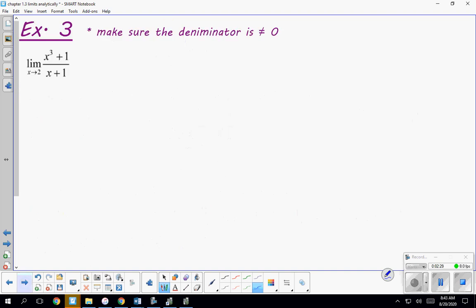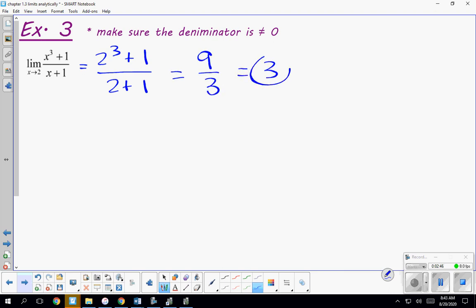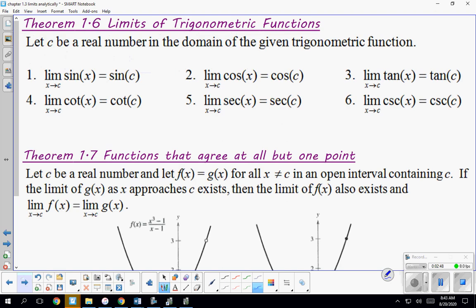So example 3, again, when you see a limit, try direct substitution. Sometimes it will work. So if I plug this in, I get that. There's nothing wrong with the denominator. It's not equal to 0, so I simplify, and that is my answer. If trig is involved, again, direct substitution works because trig functions are continuous. So I can just plug it in, and whatever the y value is my limit.